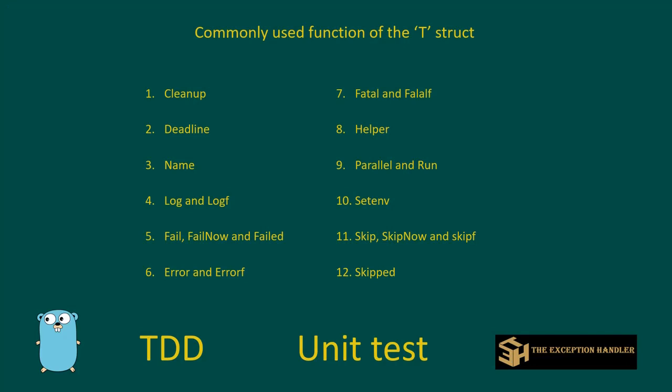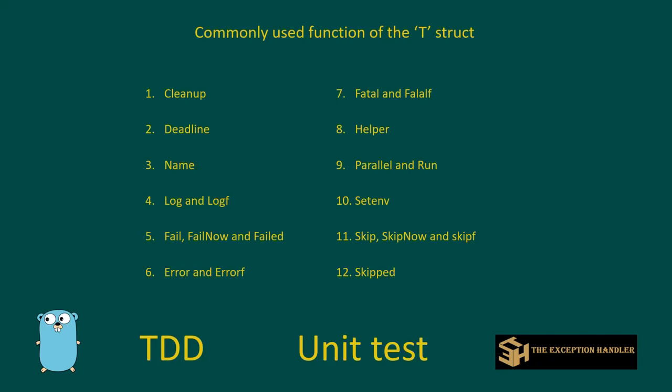The next set of functions in our list is the fail functions. We have three basic functions for this category: fail, fail now, and failed. Failed just returns true or false, mentioning whether the test case has failed or not. But the former two mark the test case as failed. The difference between fail and fail now is that fail will let you continue the test case execution after you mark it as failed.